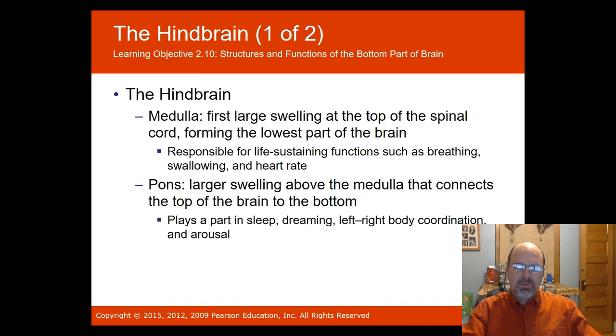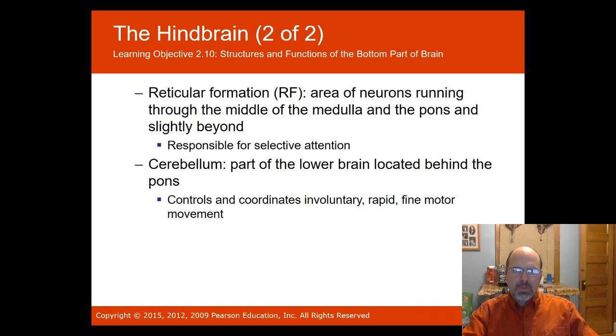The hindbrain involves the medulla, which is a large swelling at the top of the spinal cord, forming the lowest part of the brain. They take care of life functions such as breathing, swallowing, and heart rate. The pons is the largest swelling above the medulla, and plays a part in sleep, dreaming, right body coordination, and arousal. The reticular formation is responsible for selective attention.